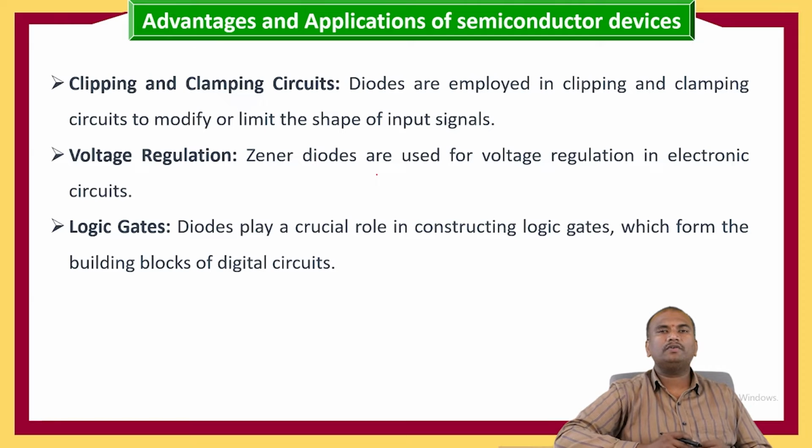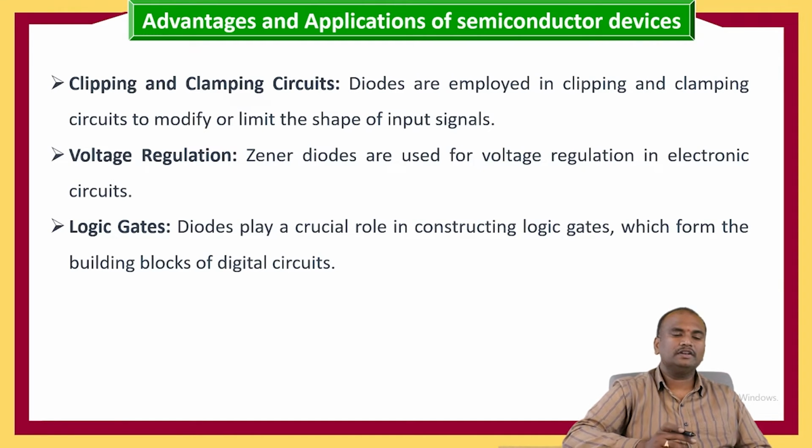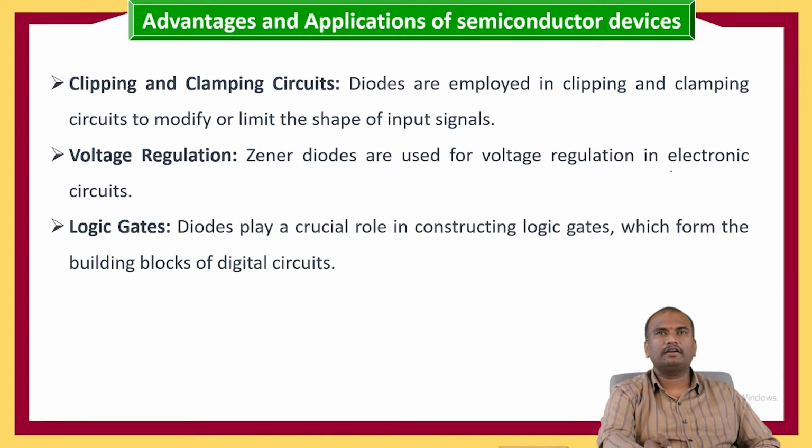Whenever we want to regulate voltage, we use the Zener diode, because the Zener diode output is constant voltage. Even though you change the input, the output will be constant. That is the major advantage of the Zener diode. Zener diodes are used for voltage regulation in electronic circuits.